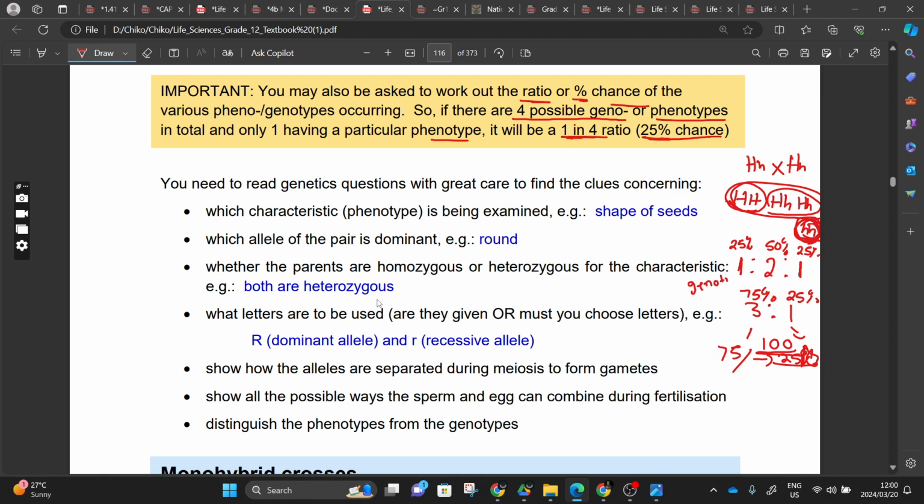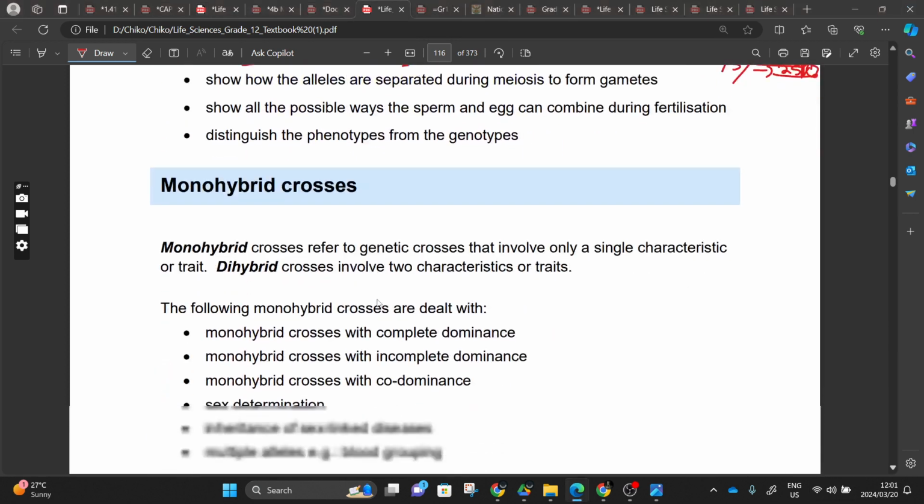I've explained it. But I have 10 minutes left. You need to read the genetic question with great care. Go and read the phenotype that they're talking about. Are they talking about the seeds? Are they talking about the flower? And then the dominant one, which one is dominant between the two? And heterozygous or homozygous. Are they heterozygous? Are they homozygous? And the letter that we are given. Ne? We have to take care of that.